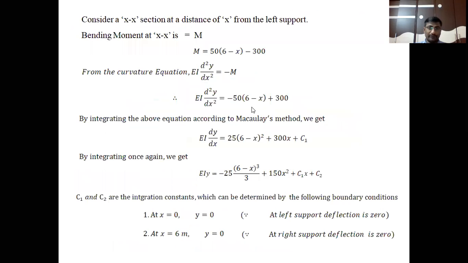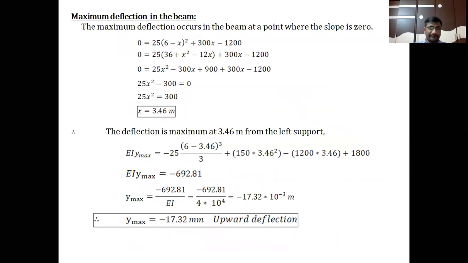So x is equal to 3.46 meters. So in the deflection equation, substituting 3.46 meters in place of x, we will get the maximum deflection. Therefore the deflection is maximum at 3.46 meters from the left support.